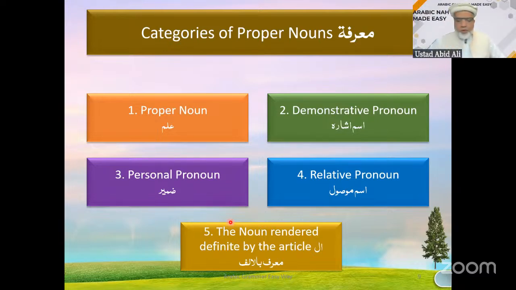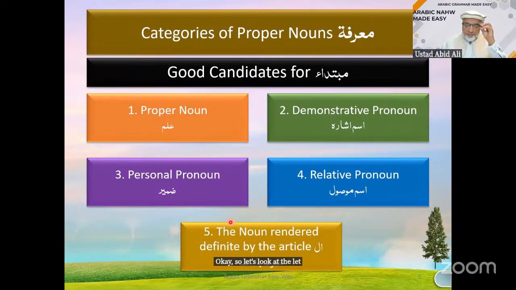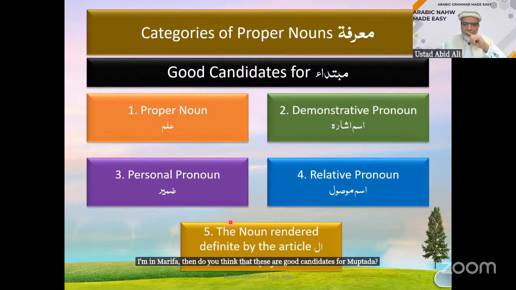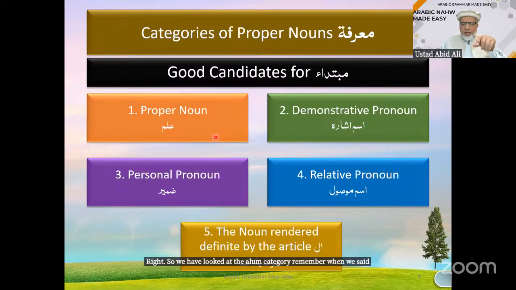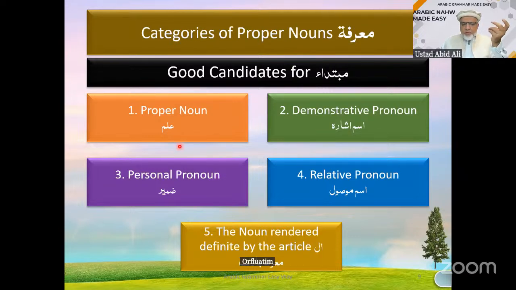Okay, so let's review those. If these properties are all marifa, do you think these are good candidates for mubtada? All these 5 categories are good candidates for mubtada, right? So we have looked at the alam category. Remember when we said Zaidun Talibun, what was that? The alam category. When we say Fatimatu Jamilatun or Fatimatu Zakiyatun, that was the alam category.